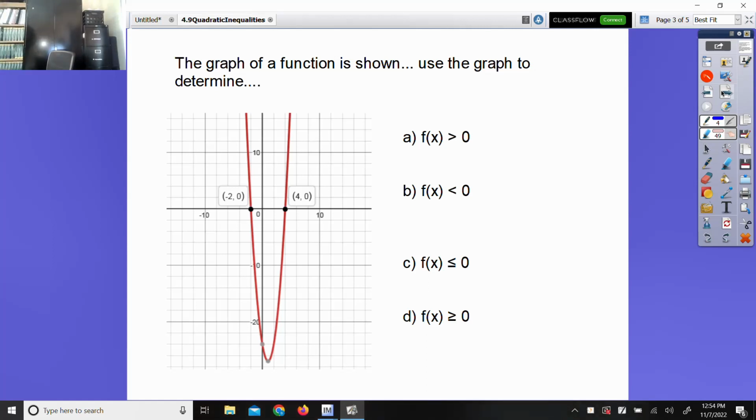All right, a graph of a function is shown. Use the graph to determine where f of x is greater than 0. Jordan, what do we mean by f of x? What's it fancy for? Y, that's right. Y is greater than 0. This is asking what values of x make y greater than 0.